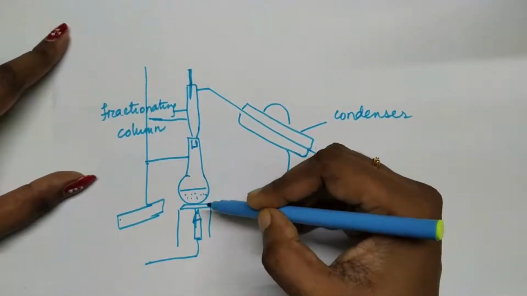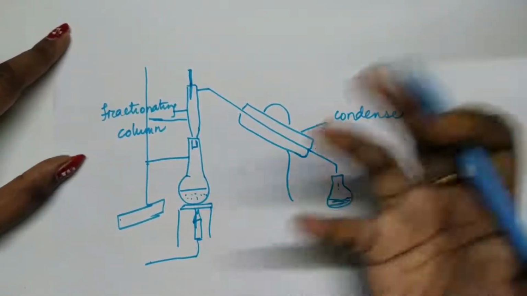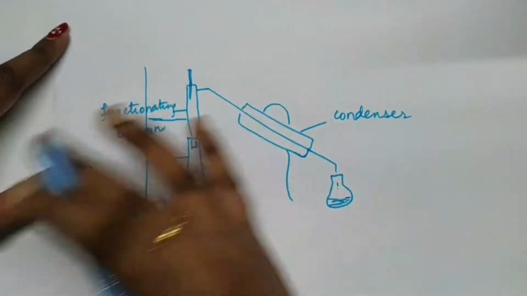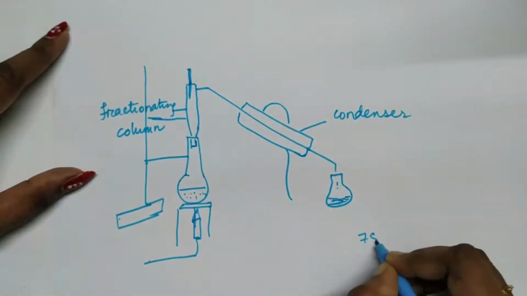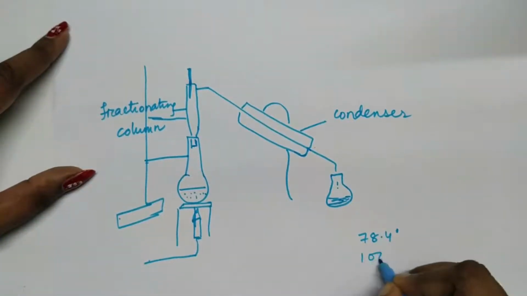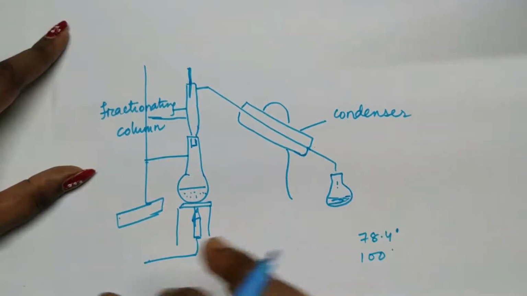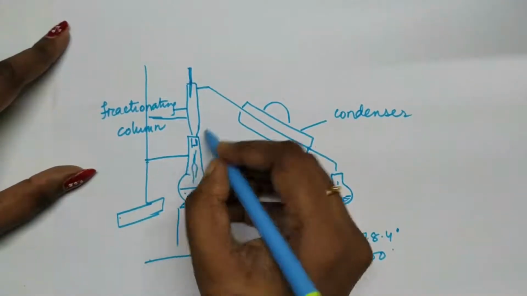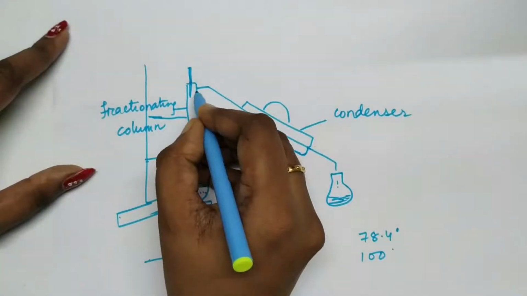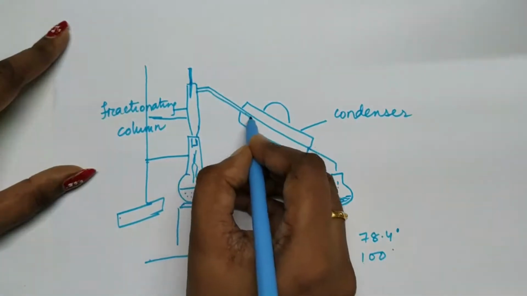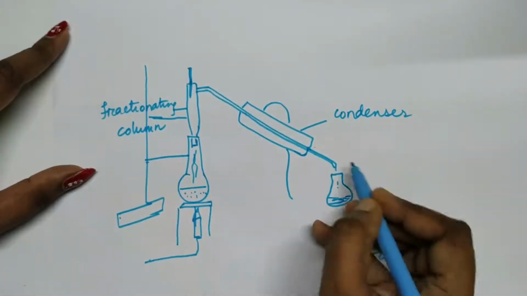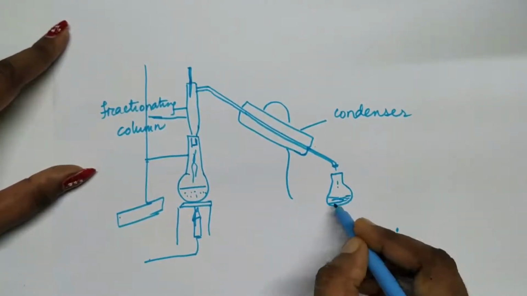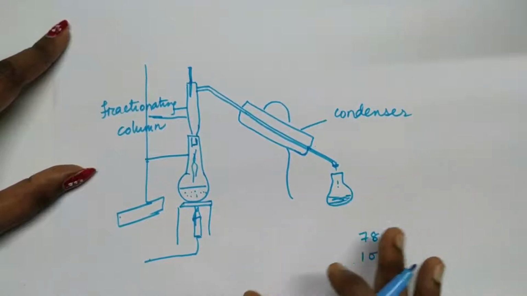Here, when I am having a mixture of alcohol and water, and they have to be separated by this fractional distillation technique, what happens is, you know that alcohol boils at a temperature of around 78.4 degrees and water boils at around 100 degrees Celsius. So when this mixture is heated here, the alcohol will obviously vaporize first, and through this fractionating column it is going to pass into this condenser, and it is cooled here as it passes through the condenser, and it will accumulate in the beaker or whatever flask you have kept this side.